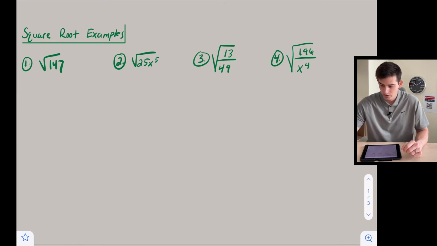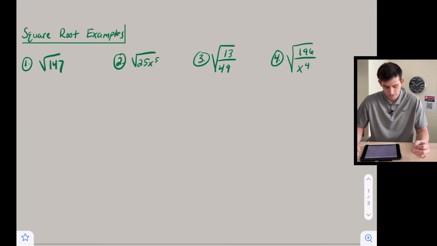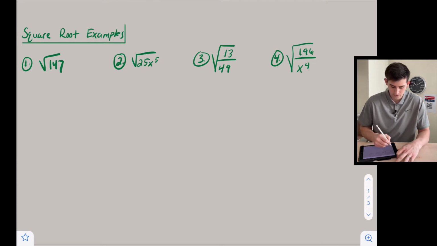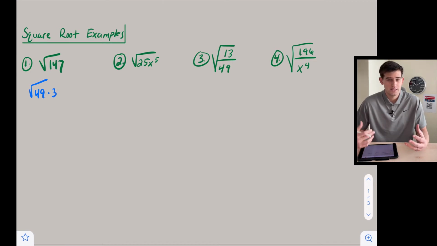What we're going to do is think about, do we have any perfect square factors that are factors of 147? If we play around with it a little bit, we know it ends in a 7, so we can think about some multiples of 7. And actually 49 is a factor of 147. So let's say the square root of 49 times the square root of 3. If we check that, 49 times 3 gives us 147.